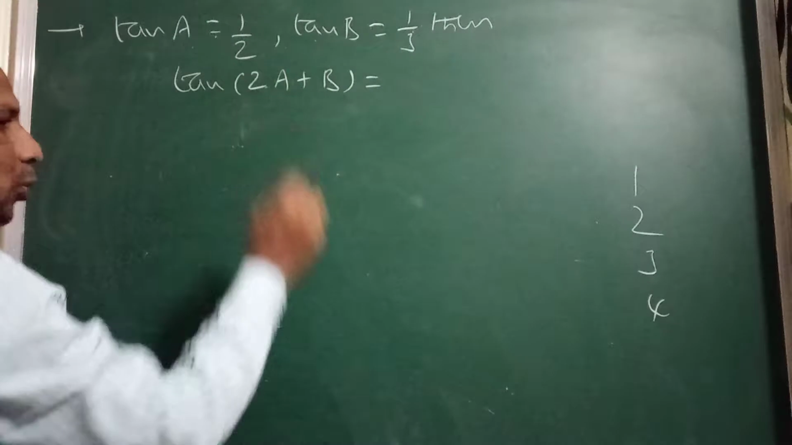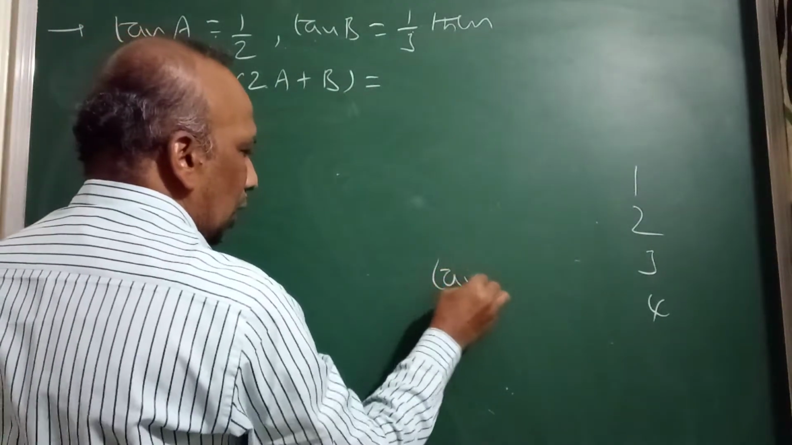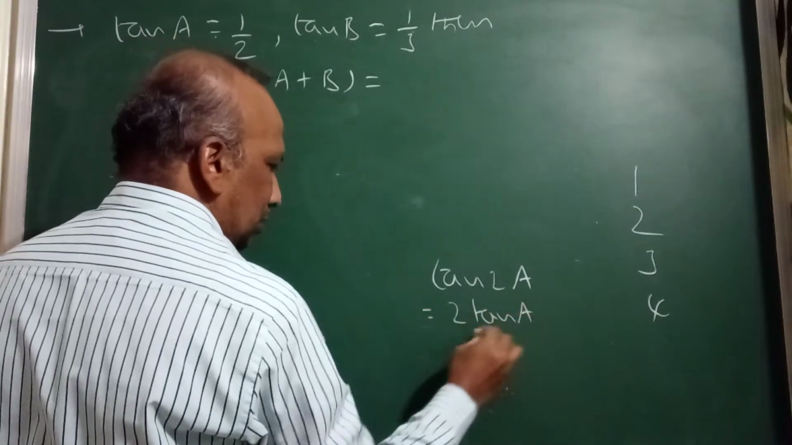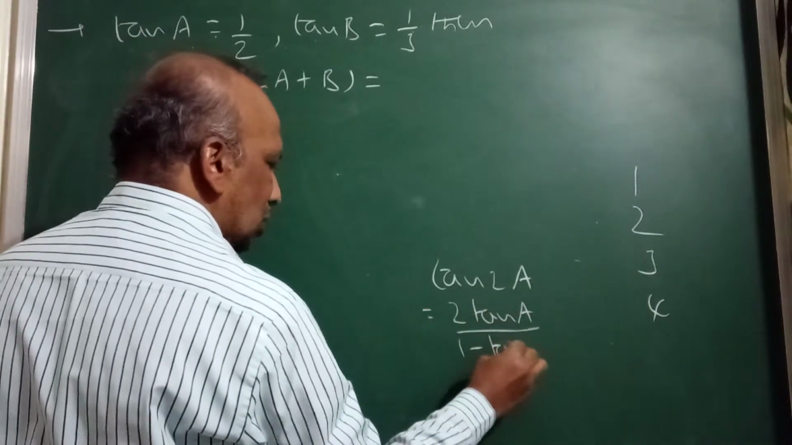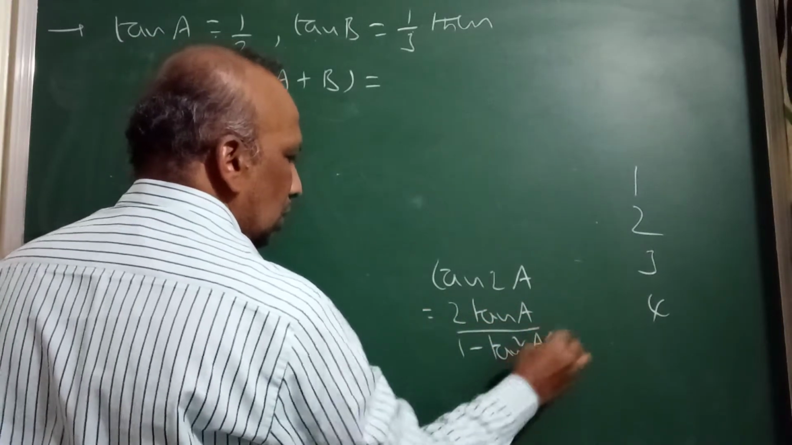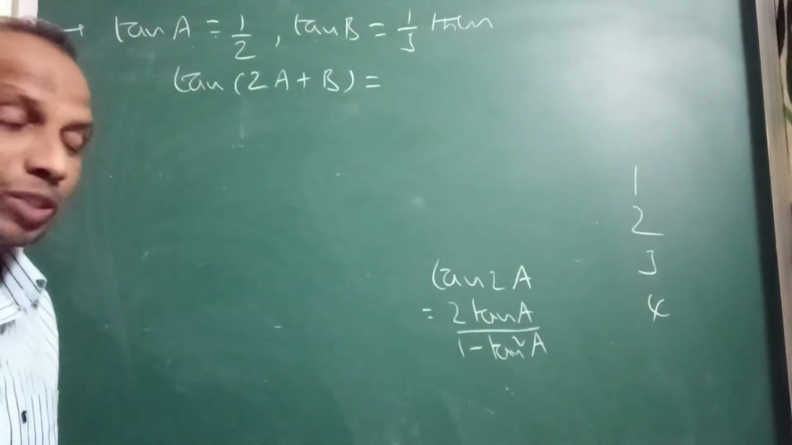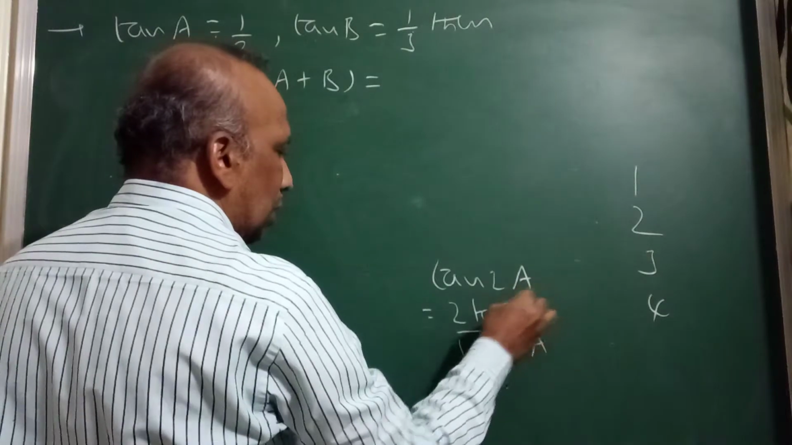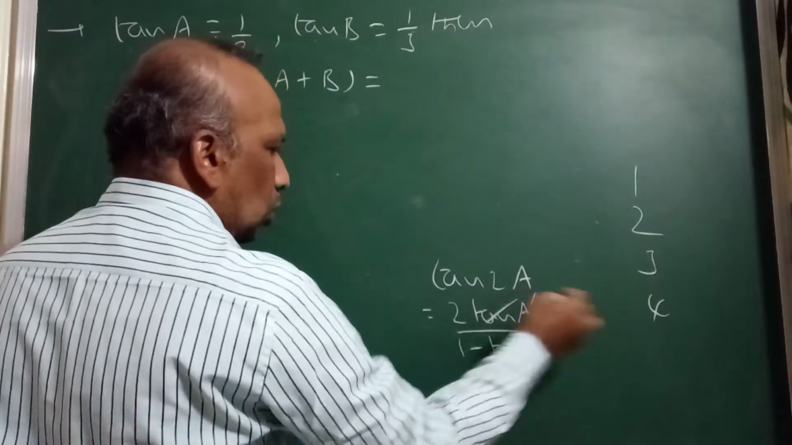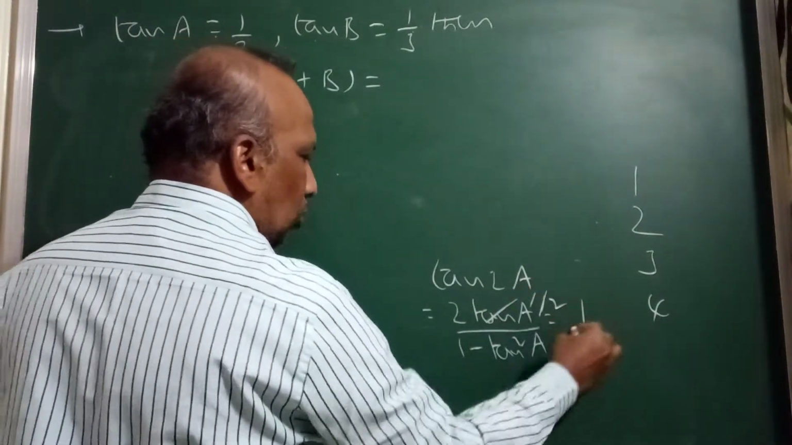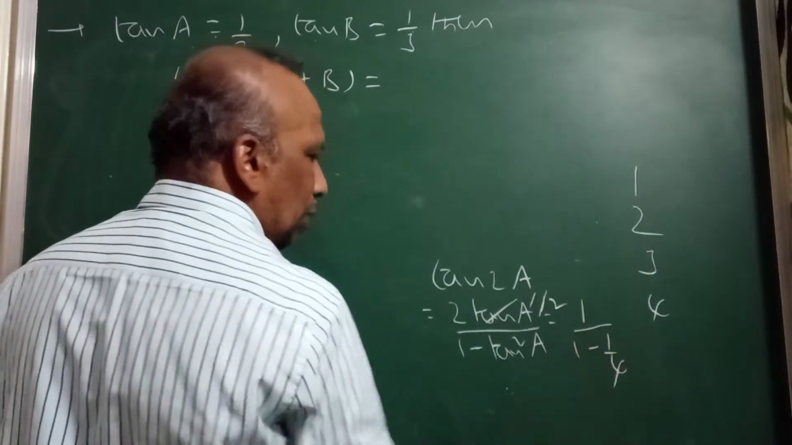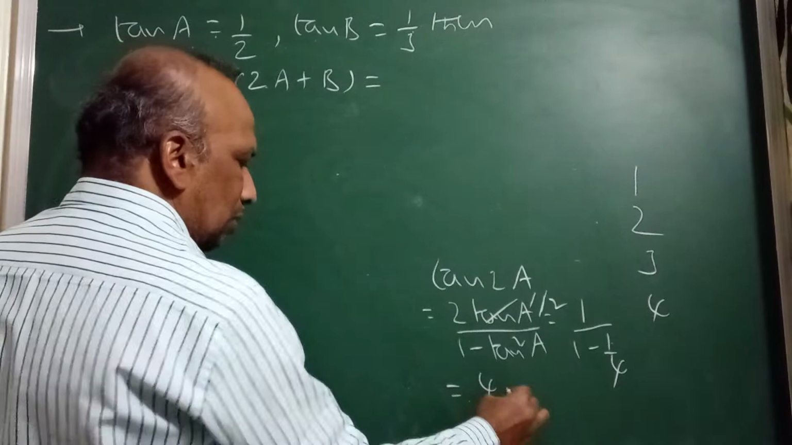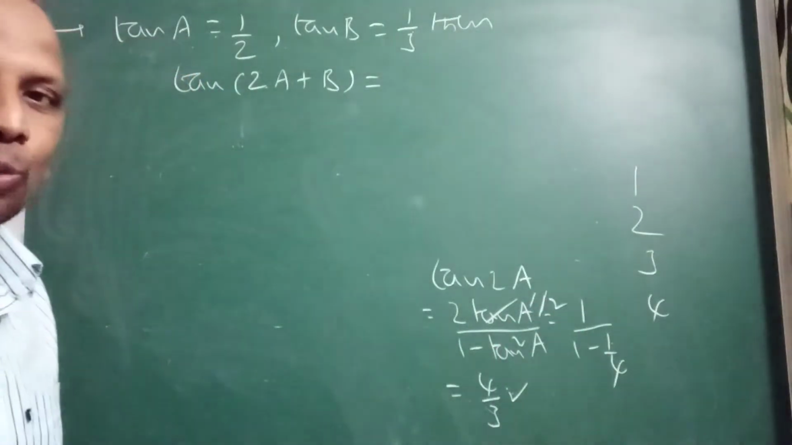So here is tan 2A plus B. Better you find tan 2A. So what is tan 2A? Tan 2A is 2 tan A by 1 minus tan square A. So tan A we know is 1 by 2, so you can replace this. You will get 1 by 1 minus 1 by 4, so you will get this value 4 by 3. Tan 2A equal to 4 by 3.